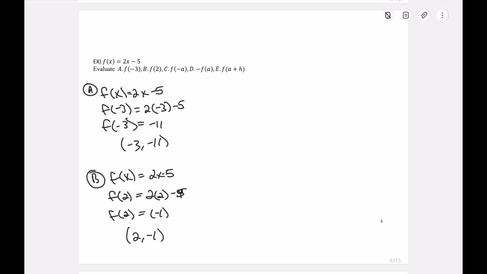And for C, we have f of negative a. So anywhere we see an x, we're going to plug in a negative a. And so we would just get negative 2a minus 5 as our answer, and that would be it.